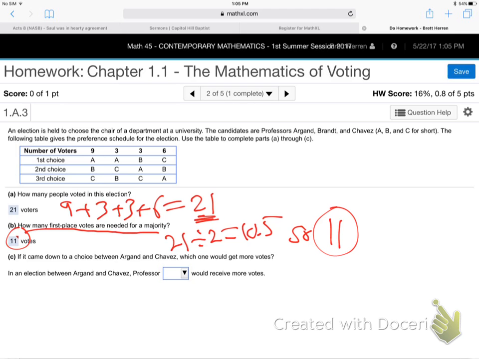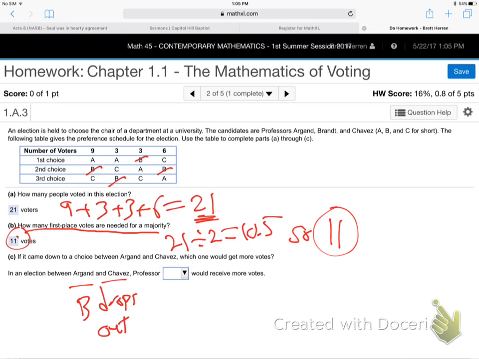In an election between A and C, if it was just A and C, that means B drops out. So go up to the table, bye-bye B, bye-bye B, bye-bye B, bye-bye B. Right? Drop B out. Okay, if B drops out, assuming nobody changes their feelings, they have the same feelings they've always had, but B's just out of the election now. All right? How many people would prefer A, if it's just A versus C? How many would like A?